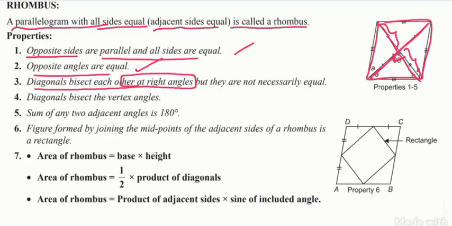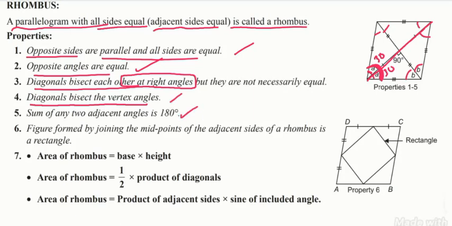Okay, next, diagonals bisect the vertex angles also. Very important. So this is the diagonal. This diagonal bisects the angle here. Suppose it is 60 degrees, then this is 30, this is 30, like this. So this angle and this angle are equal. In the same way this angle and this angle are equal. In the same way this angle and this angle are equal. So the diagonal bisects the vertex angle. Very important point. Sum of any two adjacent angles is 180.